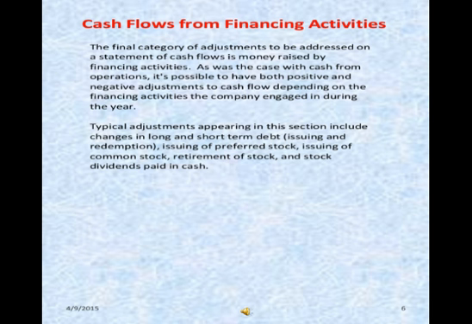The final category of adjustments to be addressed on a statement of cash flows is money raised by financing activities. As was the case with cash from operations, it's possible to have both positive and negative adjustments to cash flow depending on the financing activities the company engaged in during the year. The typical adjustments appearing in this section include changes in long and short-term debt, issuing and redemption, issuing of preferred stock, issuing of common stock, retirement of stock, and stock dividends paid in cash.